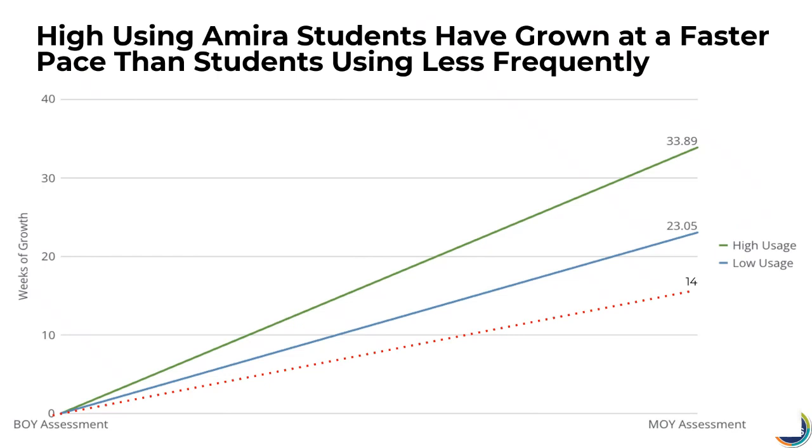I'm going to talk about that in a minute. And then the top line is green. That's our high usage. How Amira is defining this is that high usage means you are getting that minimum of 30 minutes a week that is shown to have the strongest efficacy in the research, and that you're doing approximately 8 stories over 8 weeks of time. If you had hit that over the 14 weeks, you would fall into that high usage category. Students that are using Amira with high usage dosage have grown approximately 33.89 weeks in 14 weeks.